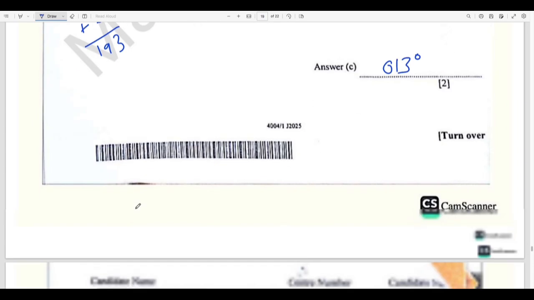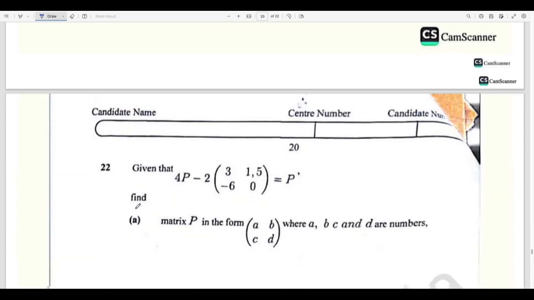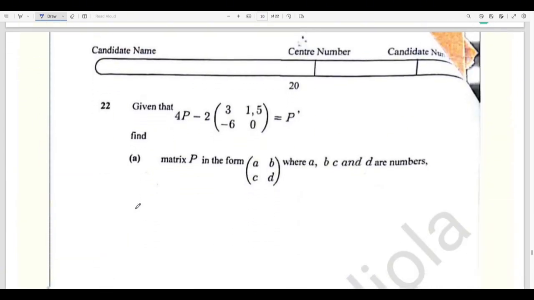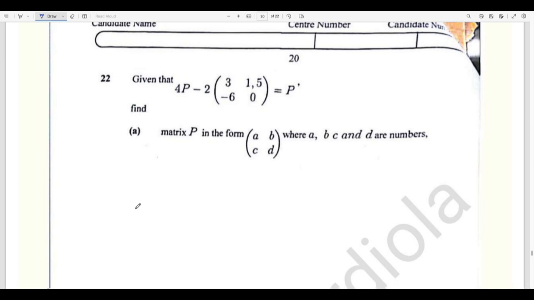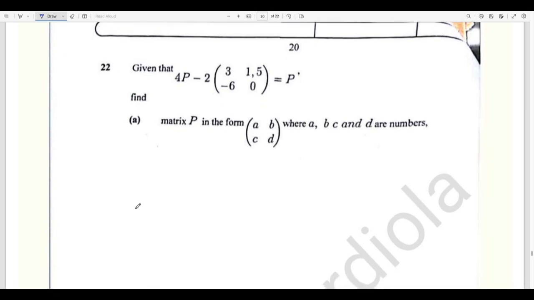Moving on to question 22. Question 22 says, given that 4P minus 2 times the matrix 3, 1.5, minus 6, 0 equals P, find the matrix P in the form A, B, C, D, where A, B, C, and D are numbers. All right, so let's put that down in writing.